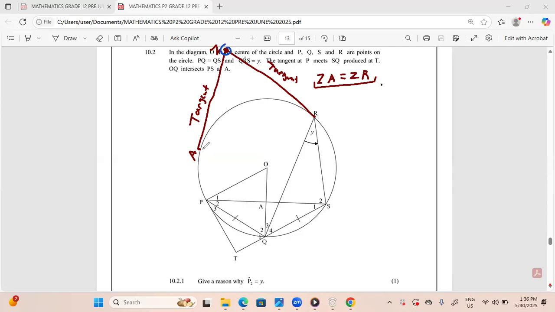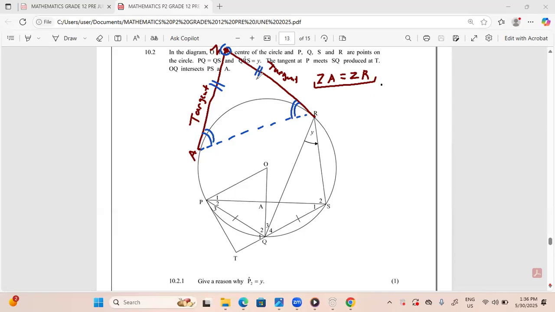And then if now I draw a line from A to R, what you need to know is that this angle here is equal to this angle here. Remember, I told you, watch out for isosceles triangle. It means that the triangle ZAR is isosceles. Why? Because the lines ZA and ZR are equal.